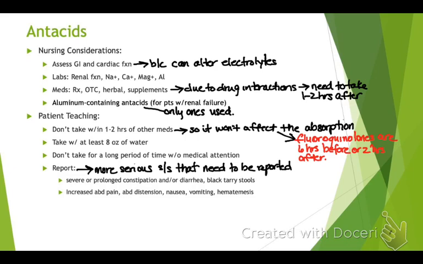So things that we teach our patients, again, don't take within 1 to 2 hours of other meds, so it won't affect the absorption, especially your fluoroquinolones, which are actually 6 hours before or 2 hours after. That's going to be important to remember. Take with at least 8 ounces of water.